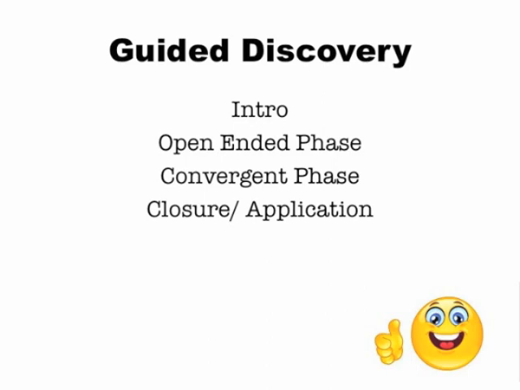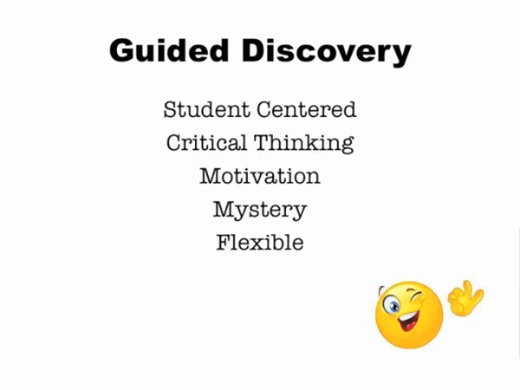Then there's an open-ended phase. Here you show examples and non-examples. Students make generalizations from the differences. The younger children might want to have more concrete examples such as pictures or actual items. And you ask students, what do you notice? What are you wondering? And then there's a convergent phase. Teacher asks more questions to guide students further in understanding the topic, and then comes closure and application of knowledge.